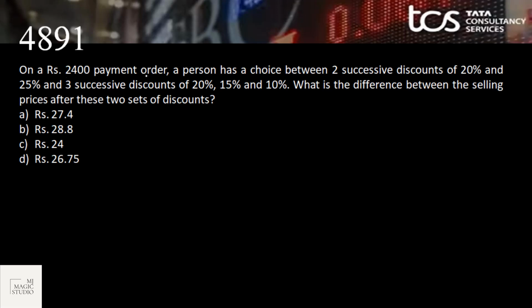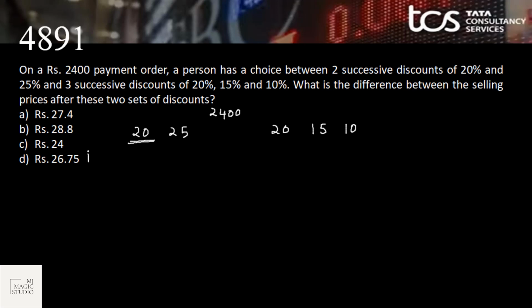On a rupees 2400 payment order, a person had a choice between two successive discounts of 20% and 25%, or three successive discounts of 20%, 15% and 10%. What is the difference between the selling prices after these two sets of discounts? Okay, so in both cases, the marked price is 2400.